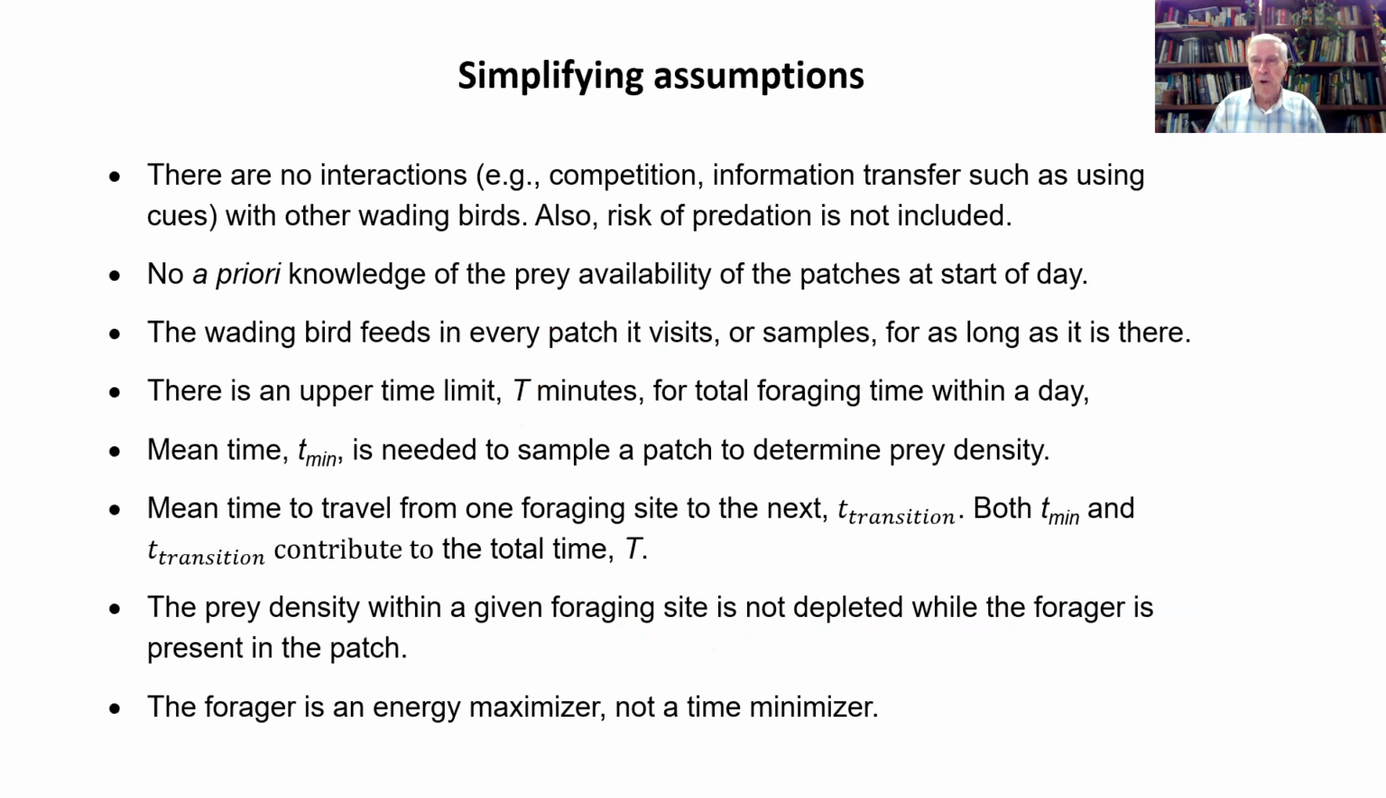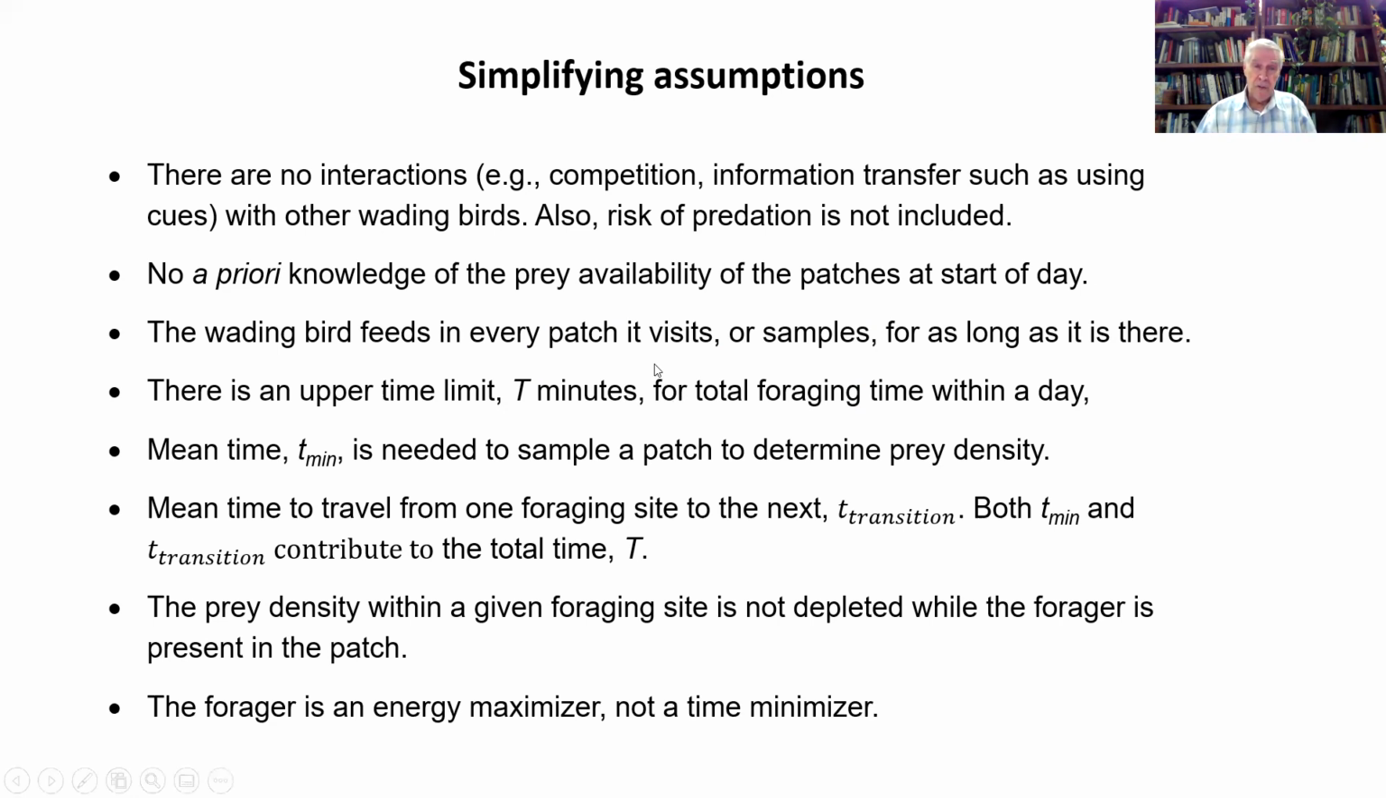Well, we have a lot of simplifying assumptions. To make this modeling easy, we're assuming no interactions. That is, no competition, no information transfer, such as using cues from other wading birds, no risk of predation. And as I said before, no a priori knowledge of prey availability. We're assuming the wading bird feeds in every patch that it visits. So if it visits a patch, even if it's just sampling it, it's going to be eating prey while it's there, as long as it's there.